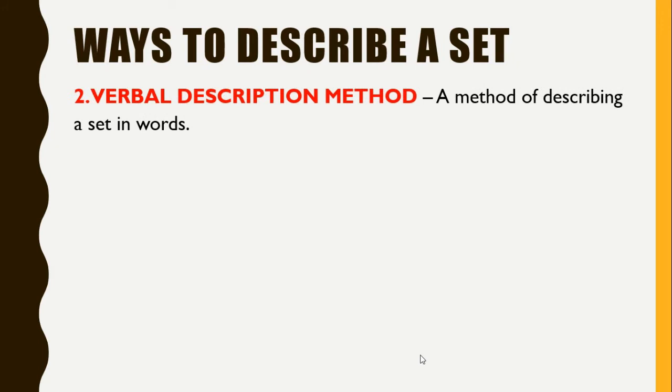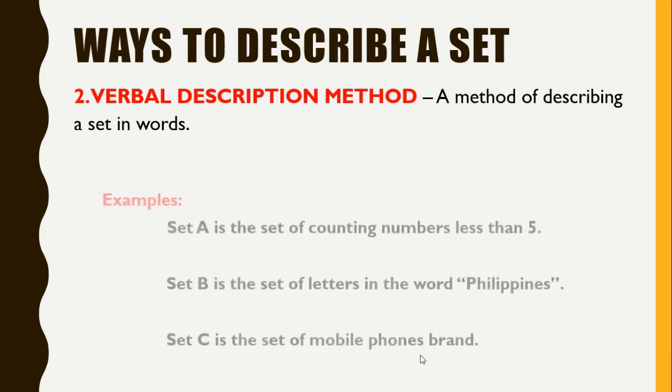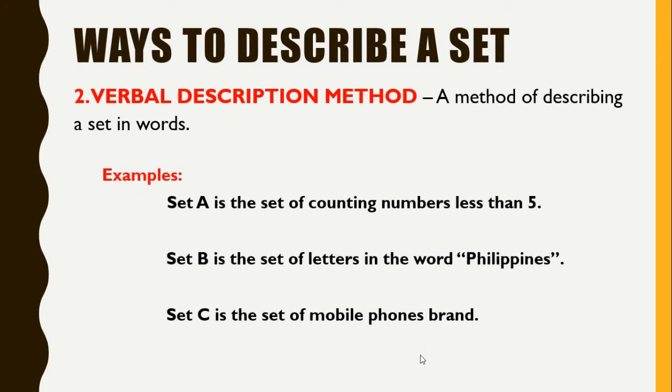This method is used in describing a set in words. So we use words, and you can give it in a full sentence. An example is set A is the set of counting numbers less than 5. Instead of giving the elements, you are describing the elements of the set using words. Example B, set B is the set of letters in the word Philippines, and the last example is set C is the set of mobile phone brands.